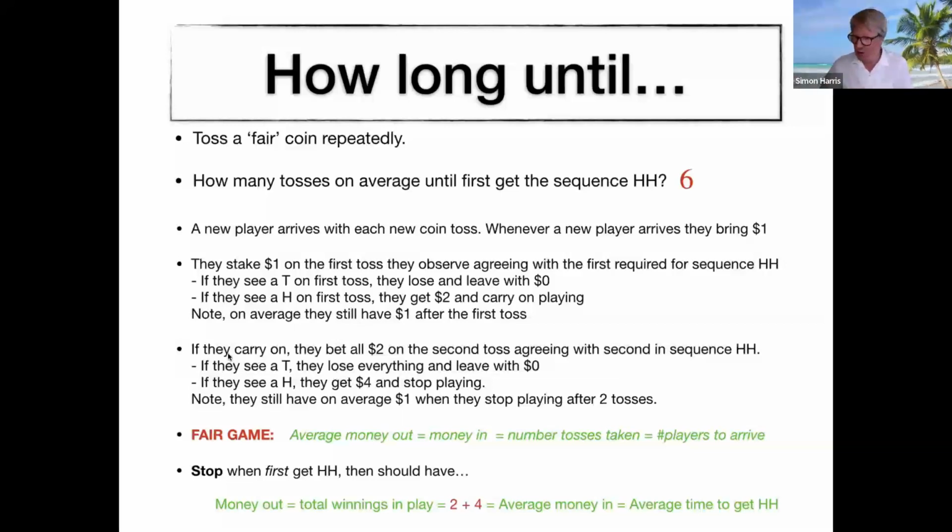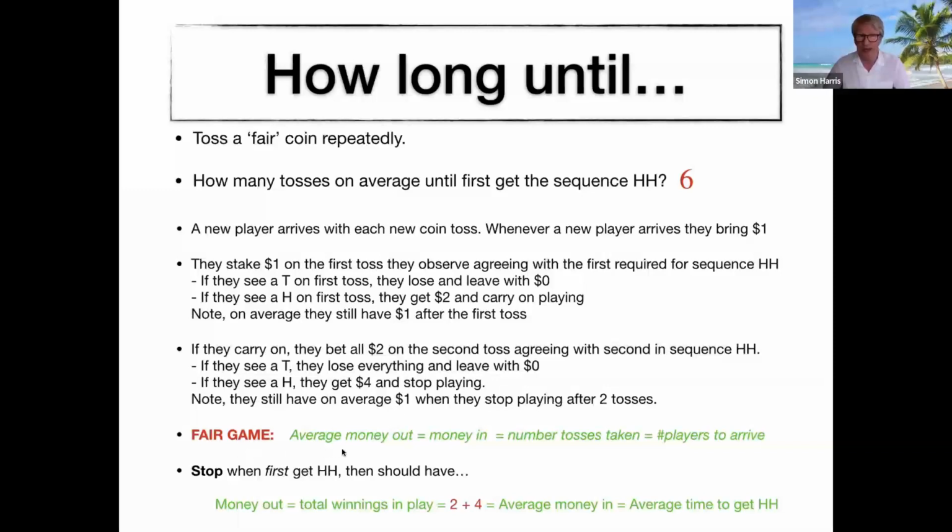Now, if they carry on, if they got a head on the first toss, they double up. They bet all the $2 on the second toss, agreeing with the second in the sequence. If they lose and get a tail, they leave with nothing. If they do get the head, they double up, they've got $4 and they stop playing. So again, on average, they've got $1 if they stop playing after 2 tosses. So it's a fair game.